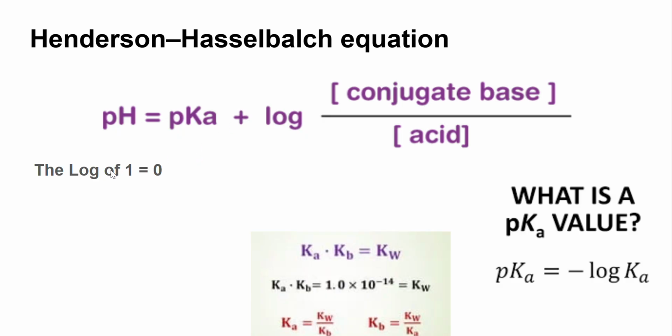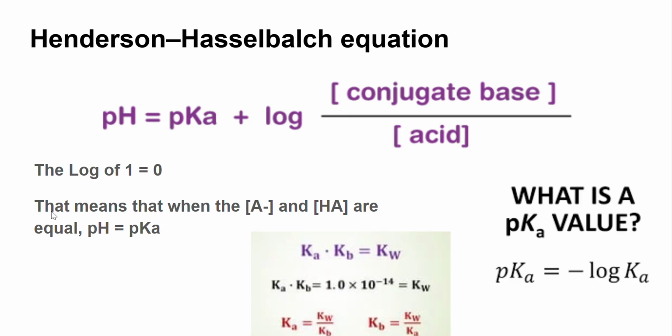But wait, the log of 1 is 0. That means that when my conjugate base is the exact same number as my acid, the log of all of this becomes 0. So let's pretend I had 0.1 for my conjugate base concentration and 0.1 for my acid concentration. Then the log of 0.1 divided by 0.1 becomes 0. So now my answer is whatever pKa is, that's what my pH is.